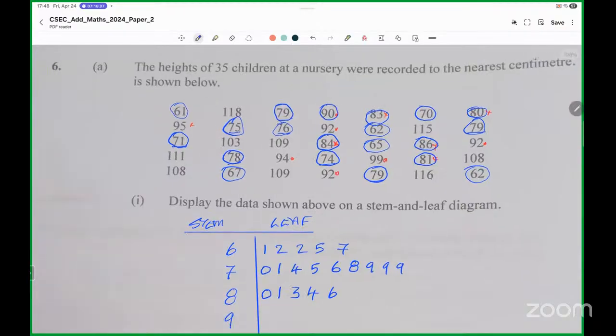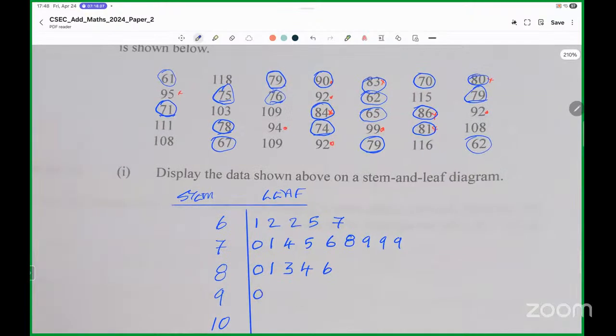Put a 0 for the 90. And how many 92s am I seeing? I'm seeing 3 92s: 1, 2, 3. So that's 2, 2, 2. And I see a 94, which is this one, so I put a 4 for the 94. And then a 95, so I put a 5 for the 95.